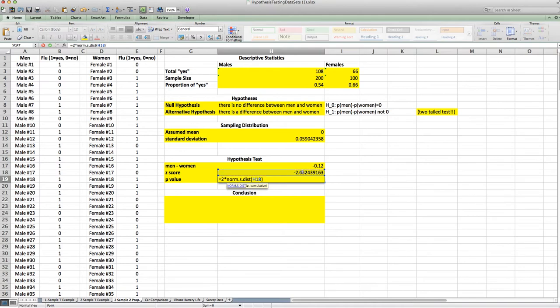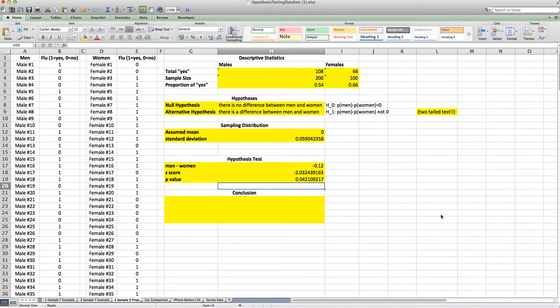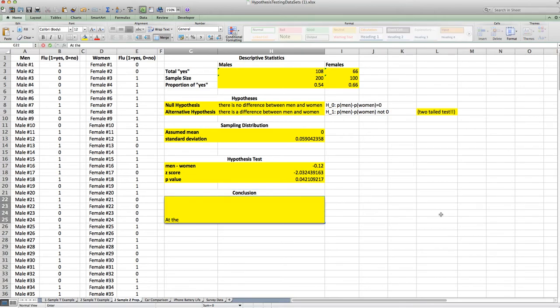And remember, comma 1, cumulative always. Remember that the normal distribution and the t-distribution will always read to the left. That's the tail that I'm interested in first, and I'm doubling it because I want the two-tailed test. So enter. This one's interesting: 0.04. So at the alpha level 0.05, we reject the null hypothesis.